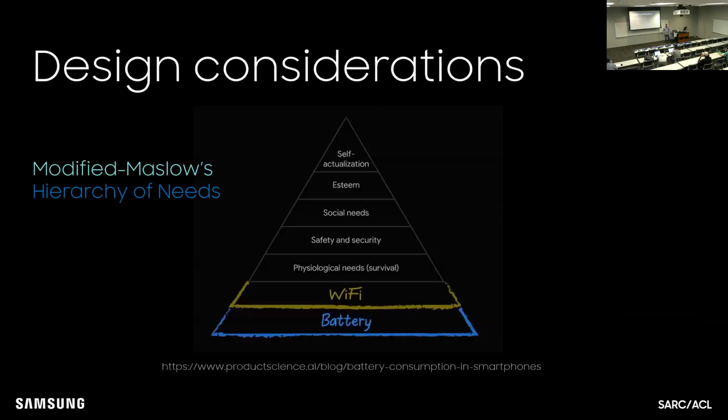Here's a modified Maslow's hierarchy. You guys know what Maslow's hierarchy is? It's the things you need to be satisfied with your life. And obviously you have the normal ones, but you also have Wi-Fi and battery, right? That's a good phone joke.